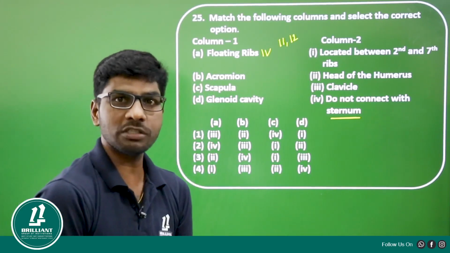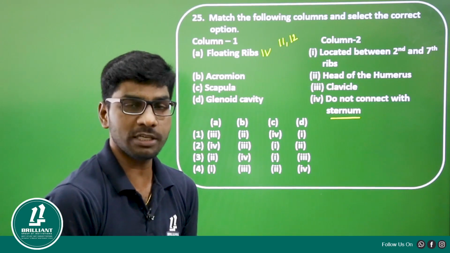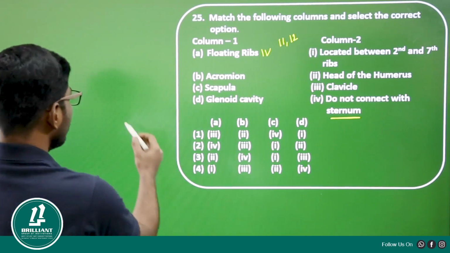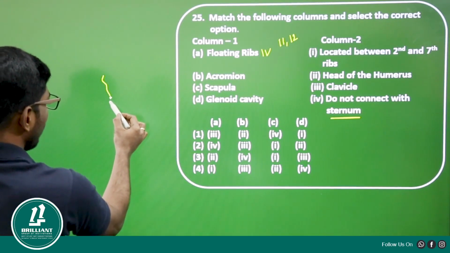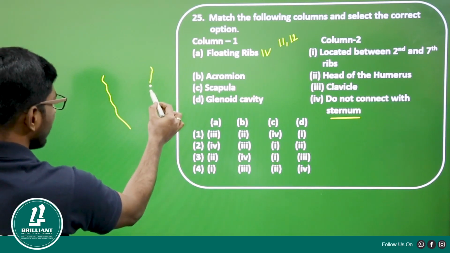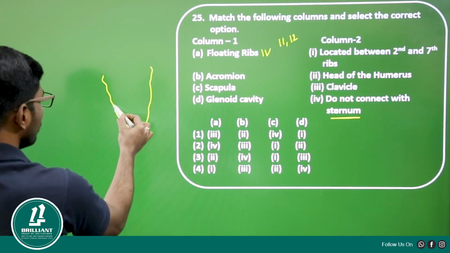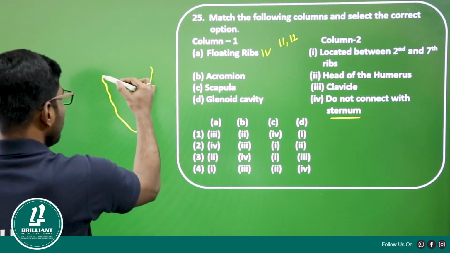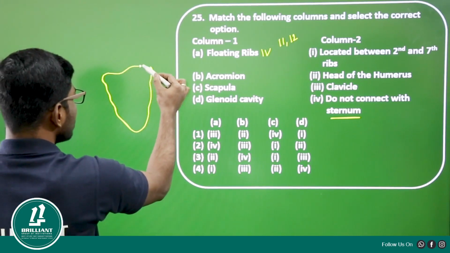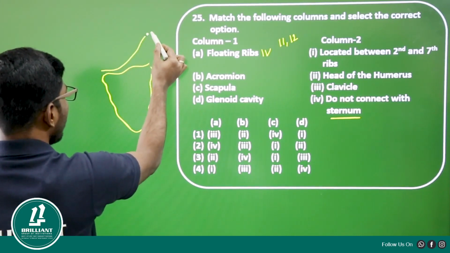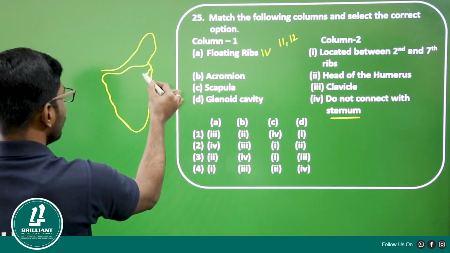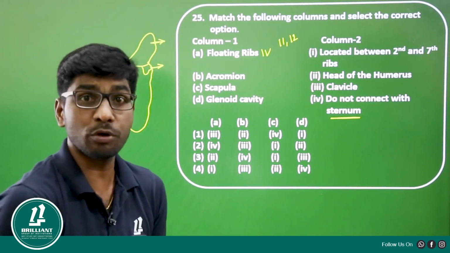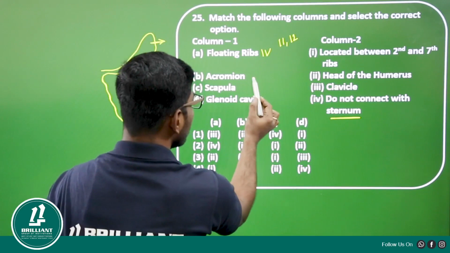Option B, acromion process. Where do you observe the acromion process? In the scapula, a flat bone. If you look at the scapula, this is the triangular scapula bone, which is located at the dorsal side of the body, right? So this is a flat triangular bone, and it has a small projection, called the acromion process, where the clavicle attaches.